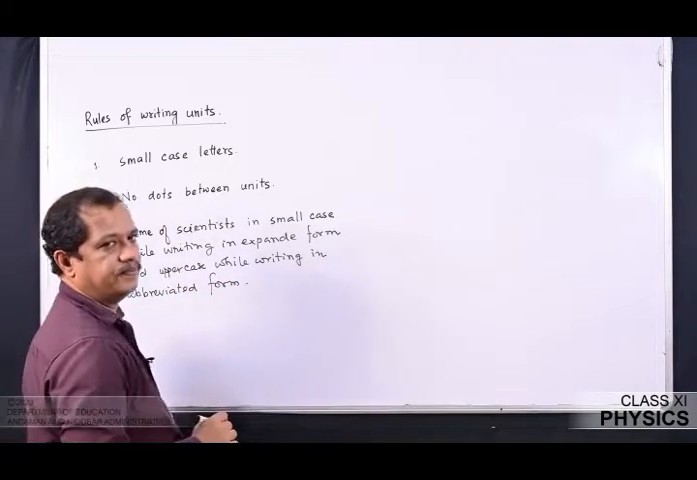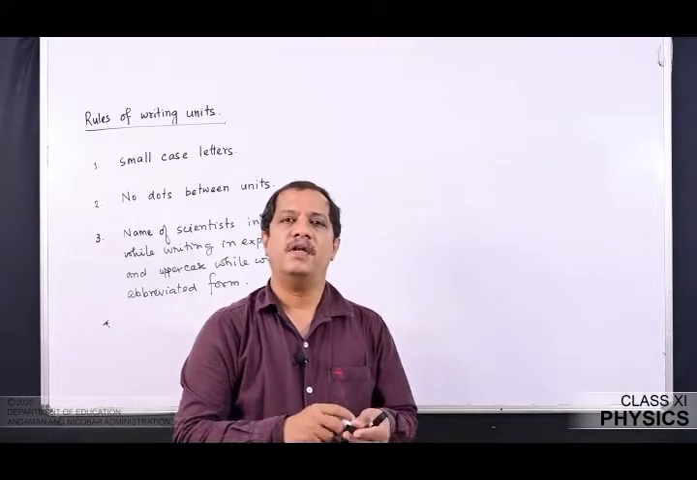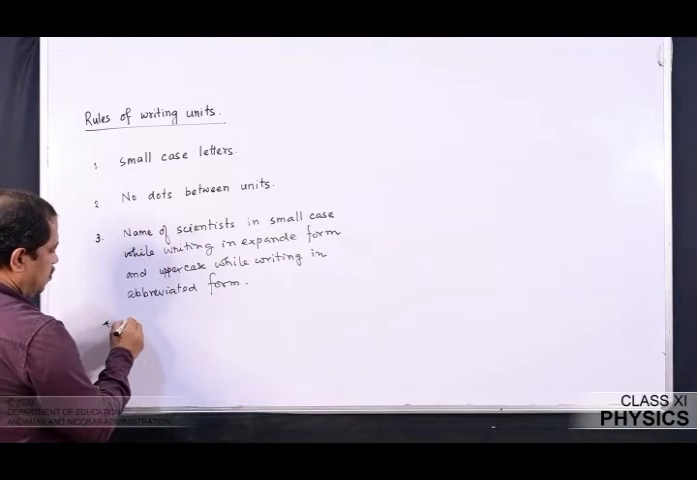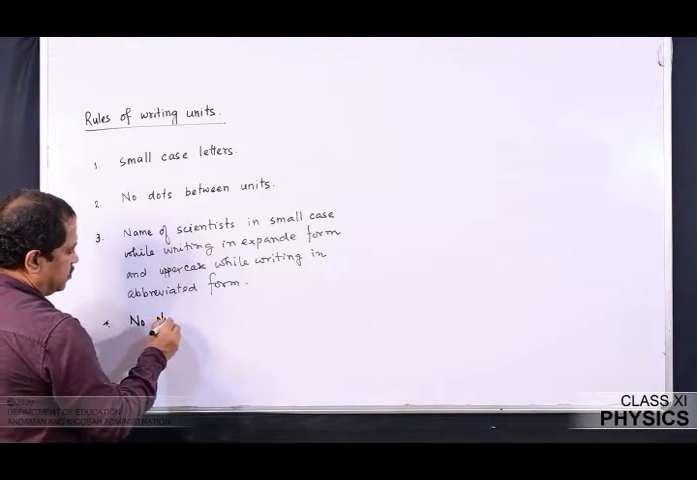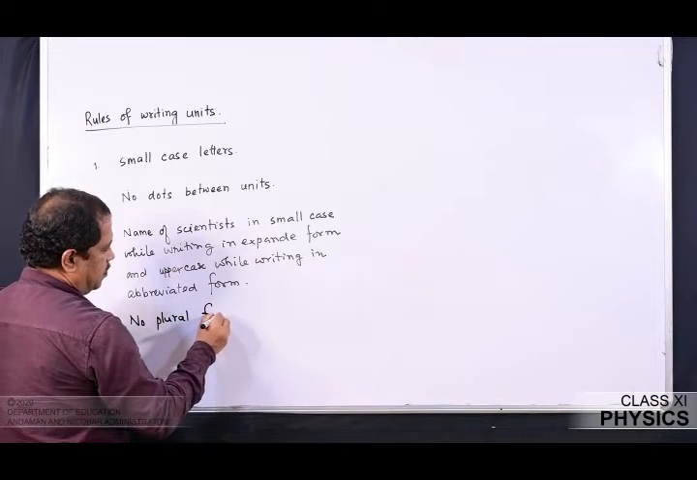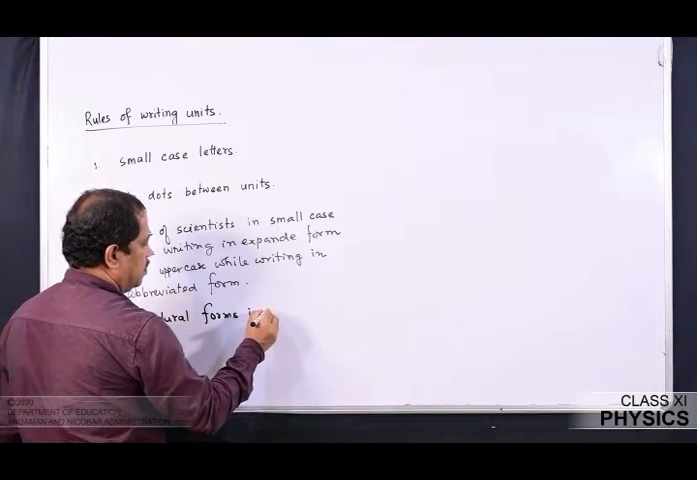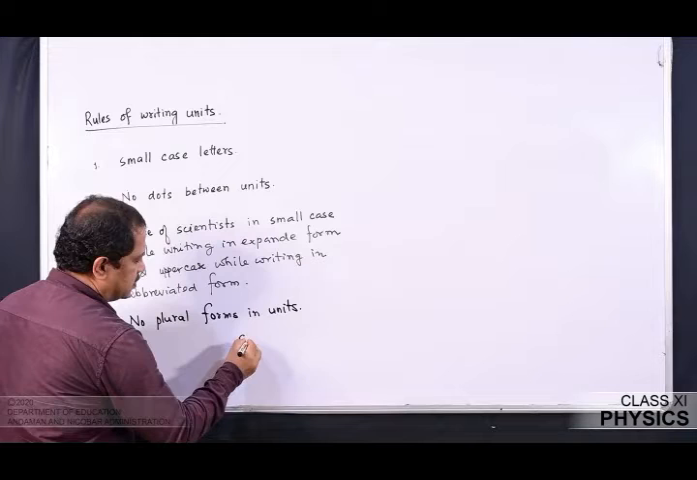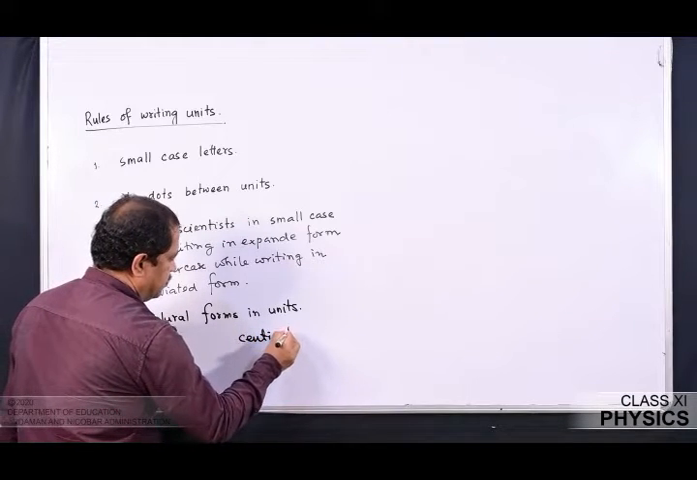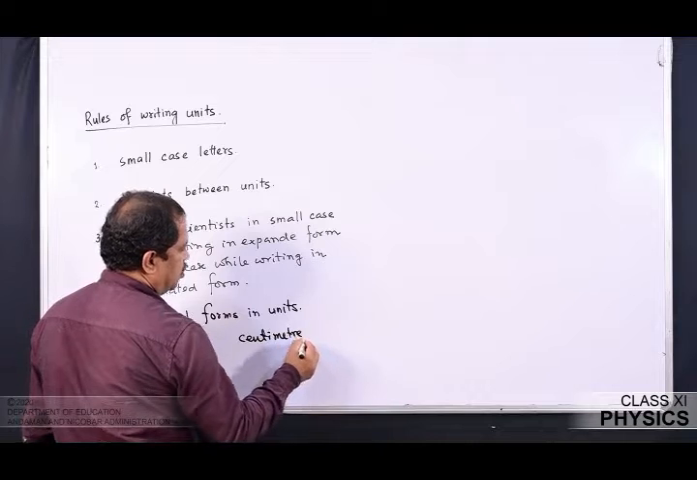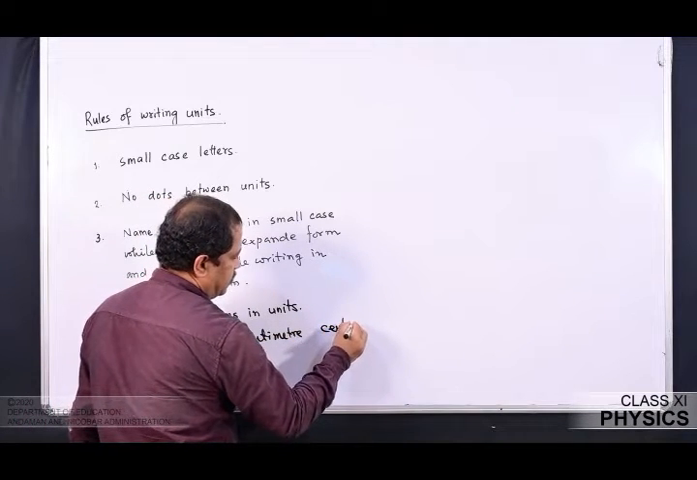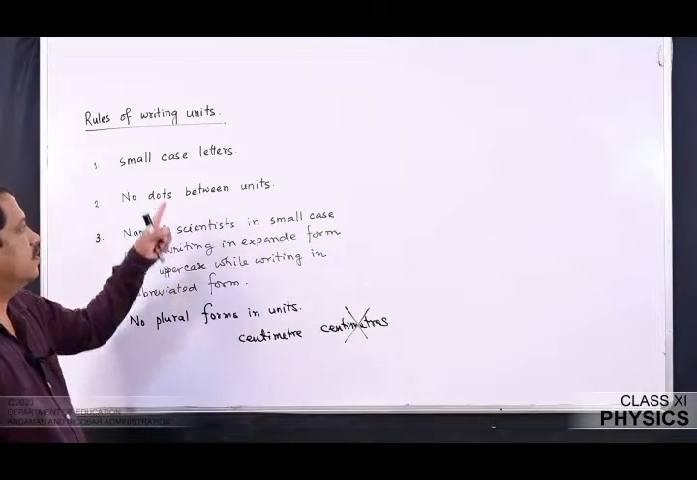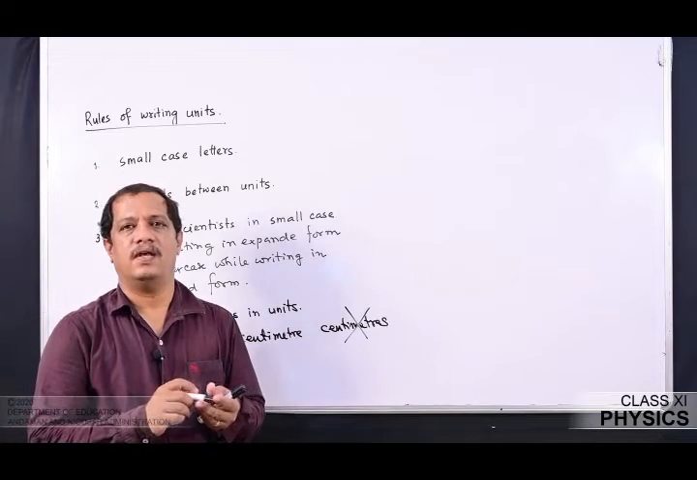The fourth rule is that while writing units, we will never use plural form. So, therefore, no plural forms in units. Example, I will write centimeter, but not centimeters. In no way we will use plural. So, like this, these are the rules we strictly follow while writing the units.